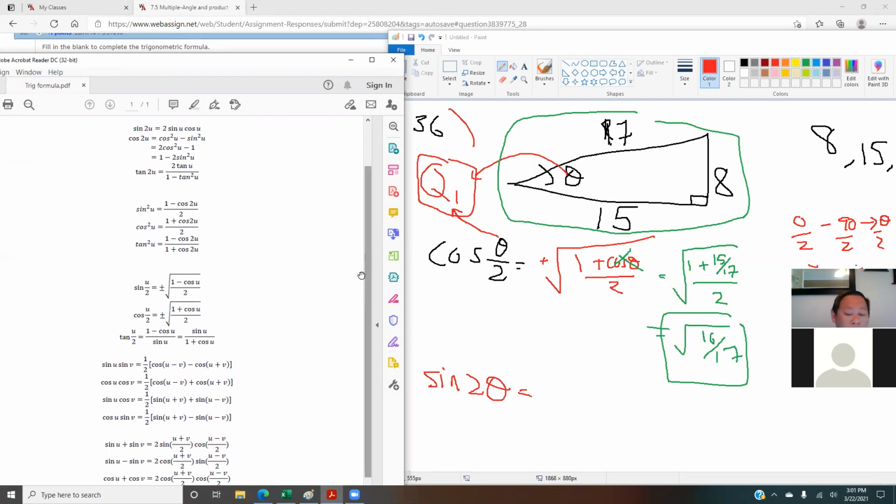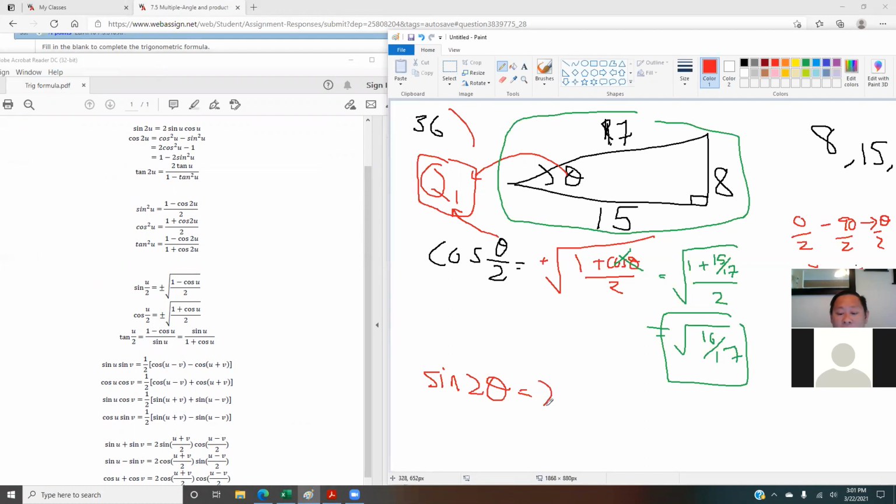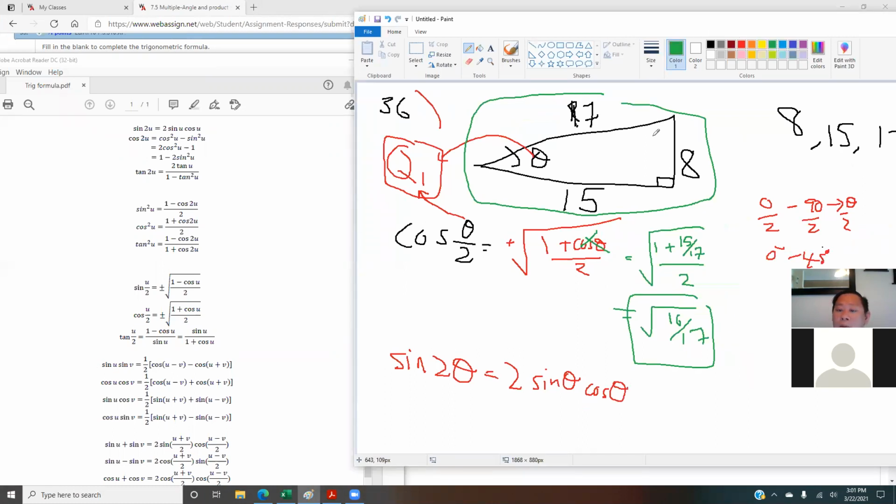Is it the double? And is that sine, cosine, or tangent for this case? Sine. So it's the first one. So it's 2 sine theta cosine theta. So now you need to figure out, by looking at this triangle, what sine theta is and what cosine theta is.